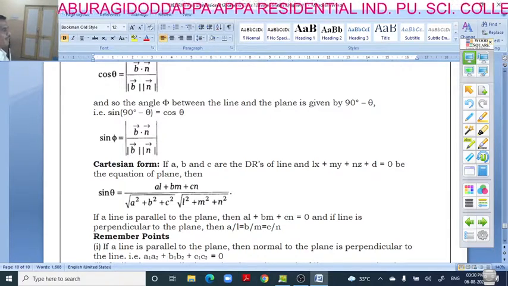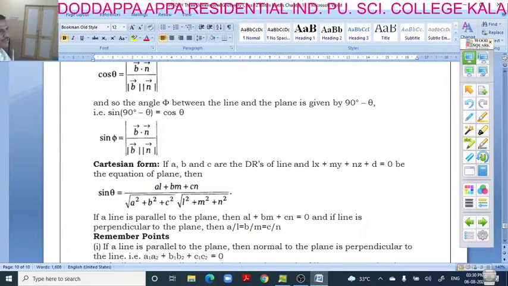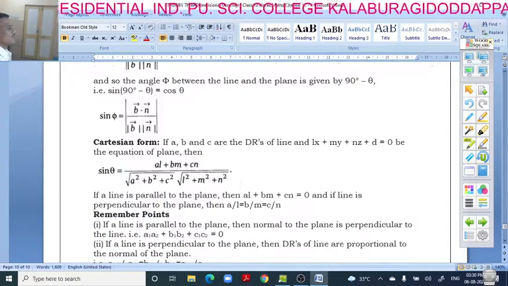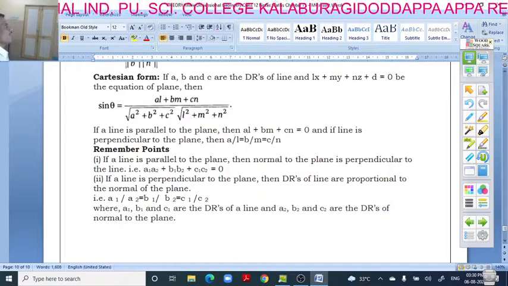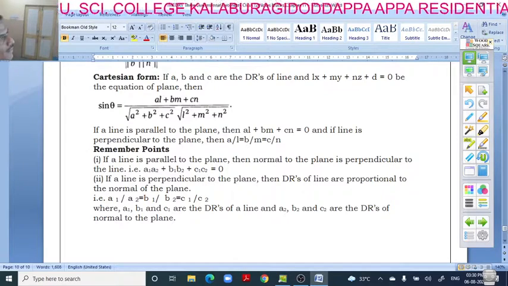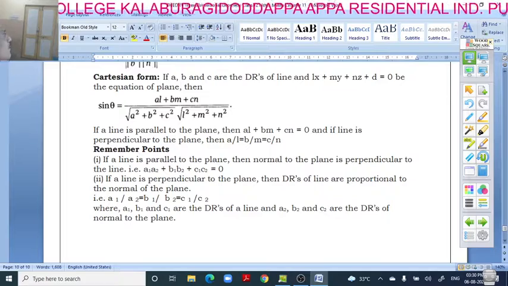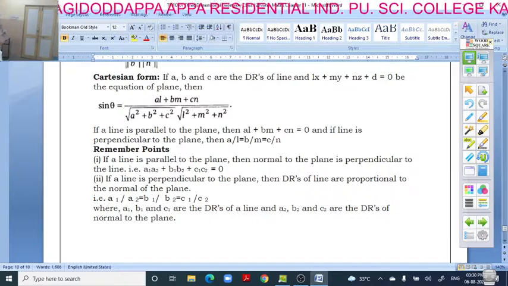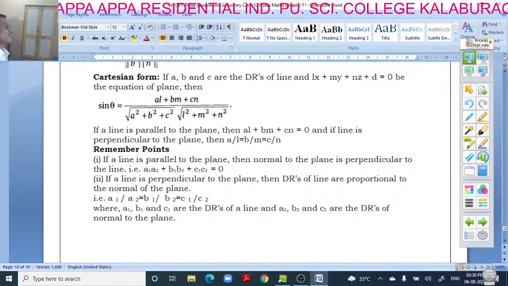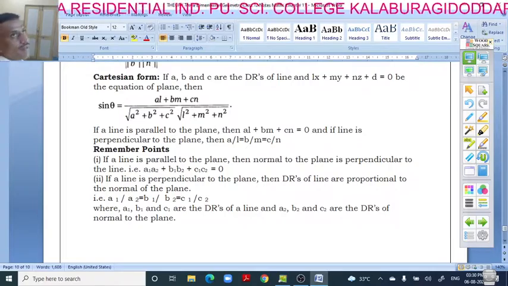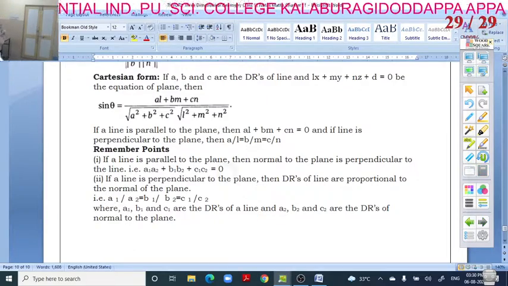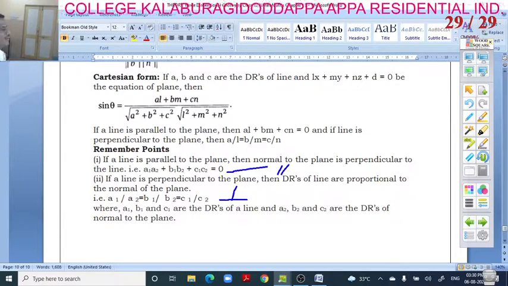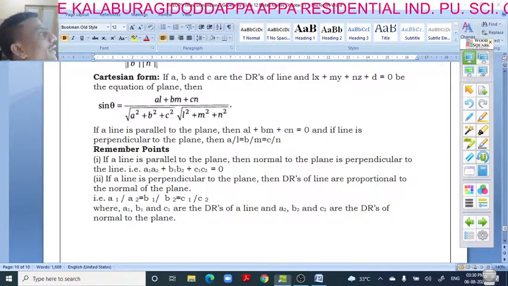In Cartesian form, if a, b, c are the direction ratios of a line and the equation of the plane is given, then sin theta is equal to this much. Lastly, the conditions for the line being parallel to the plane and the line being perpendicular to the plane are here. If it is parallel, a1 a2 plus b1 b2 plus c1 c2 is equal to 0. If perpendicular, a1 divided by a2 equals b1 divided by b2 equals c1 divided by c2. This is the condition for parallel, and this is the condition for perpendicularity.